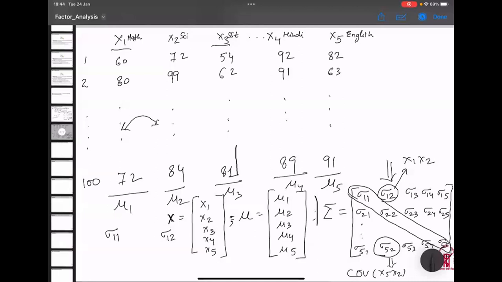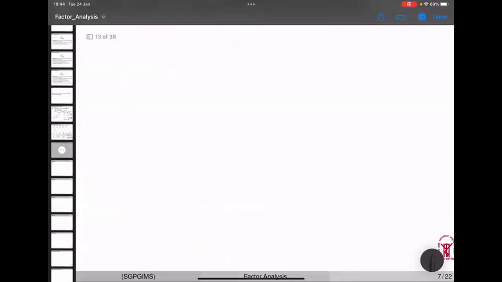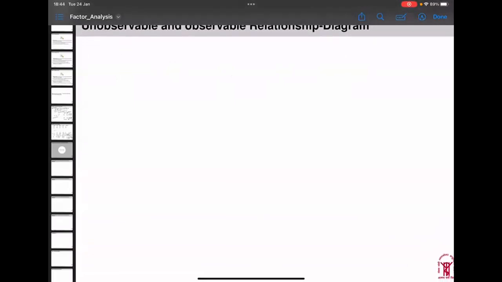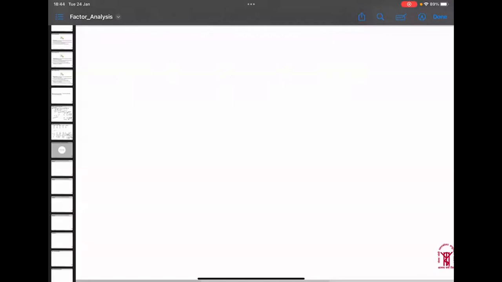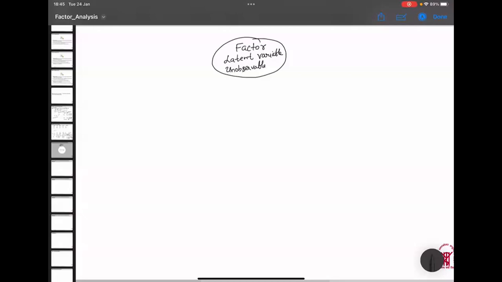Now, with this notation, with these concepts, I'm moving to this term. What is factor analysis? There is a factor, or you can say a latent variable, or you can say an unobservable quantity. Say there is a person who has the nature of taking risk in his life. He is risk taking in nature.